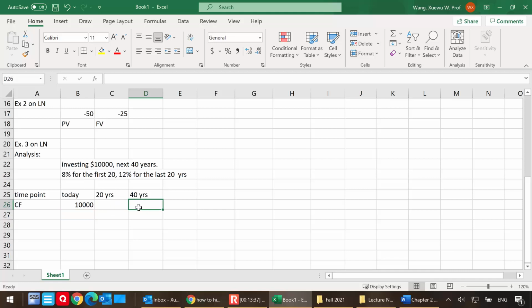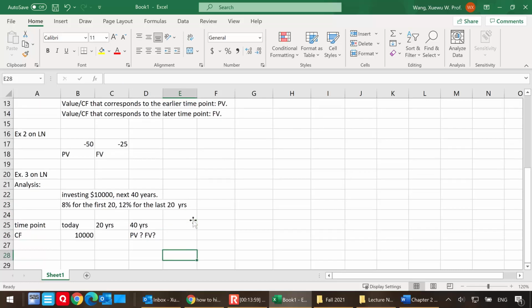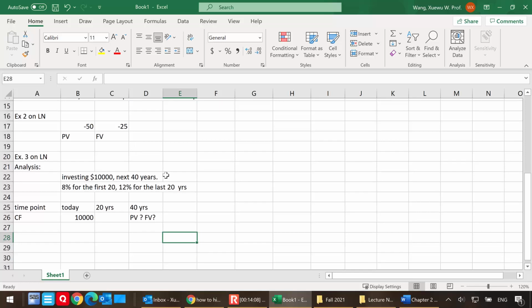So let me ask you a very simple question here. We have 3 time points. Now this makes our present value, future value discussion a lot more interesting. First of all, the value here in year 40, is that a present value or is that a future value? Remember, when we define present value and future value, we're always picking 2 time points. The earlier time point, that's present value. The later time point, that's future value.